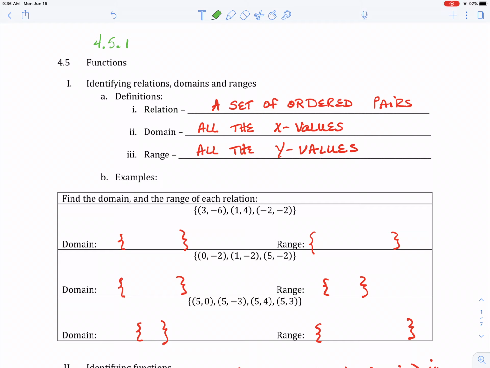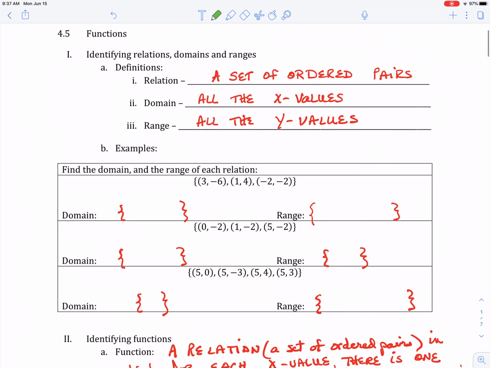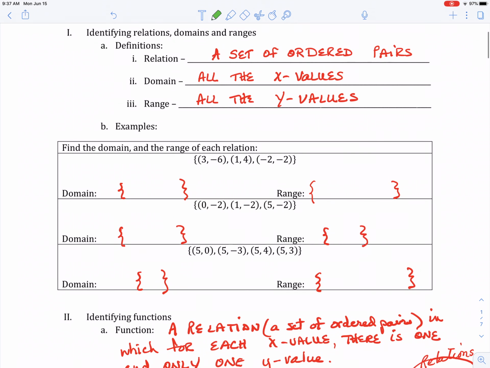So as we're looking at this set of ordered pairs that forms the relation, the domain will consist of all the x values, all the x coordinates of the points on the graph. The range will consist of all the y values of the points that are on the graph. And I have some really simple examples here just to illustrate these definitions for you.